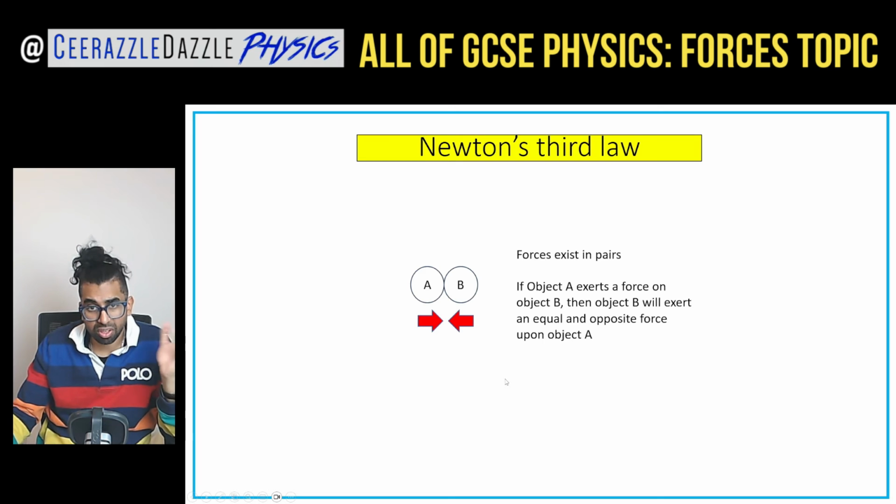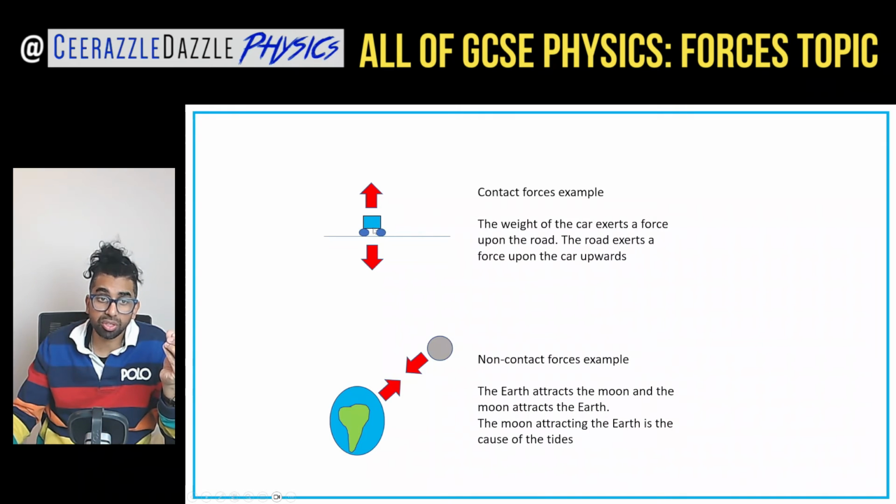Newton's third law. Newton's third law states that forces exist in pairs, and if object A exerts a force on object B, then object B will exert an equal and opposite force upon object A. Here are two examples. So over here we've got an object just resting on a surface, therefore the weight of the car pulling down is equal to the normal reaction force pushing upwards. They're both balanced out.